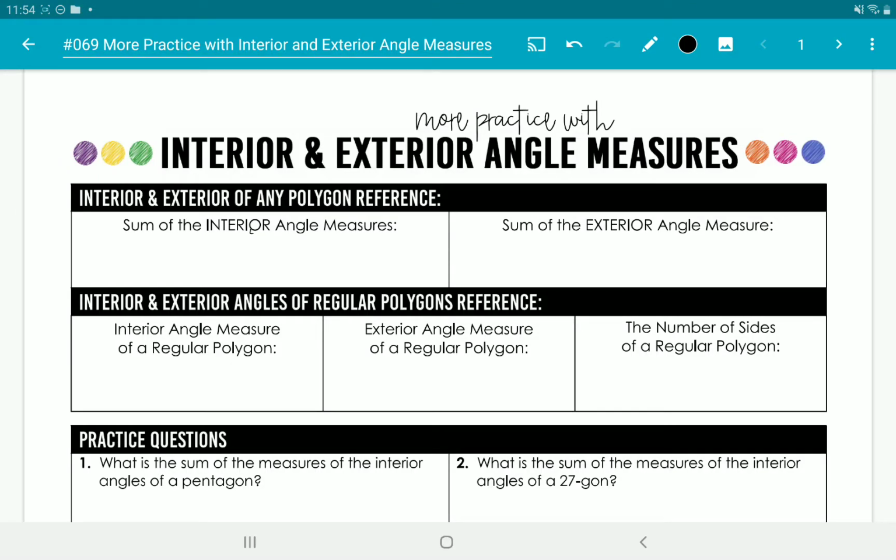Hey guys, let's look at some more practice with interior and exterior angle measures.